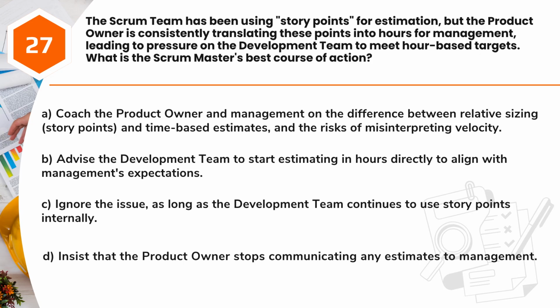A. Coach the product owner and management on the difference between relative sizing, story points, and time-based estimates, and the risks of misinterpreting velocity. B. Advise the development team to start estimating in hours directly to align with management's expectations. C. Ignore the issue, as long as the development team continues to use story points internally. D. Insist that the product owner stops communicating any estimates to management.